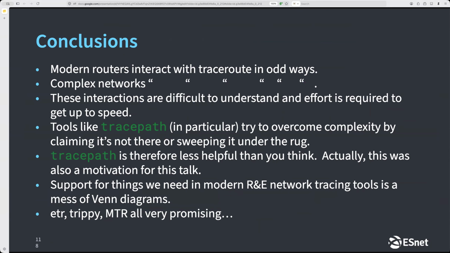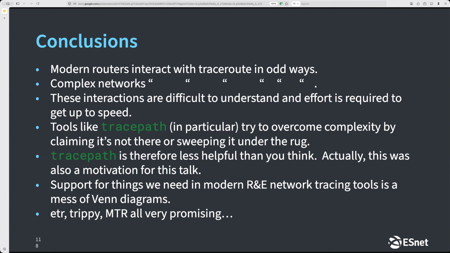Modern networks are complex, and the way Traceroute interacts with them is odd. It is not immediately intuitive how to understand that. I hope the examples that I've given here, launching from a more generalized tutorial of Traceroute, have given you an idea of how you can still make really useful inferences, but they're not immediately available on the surface to your intuition.